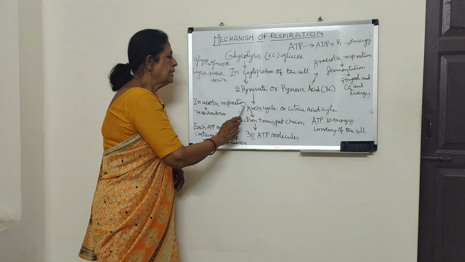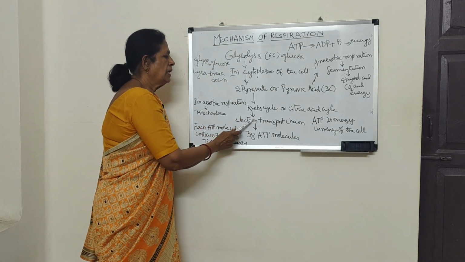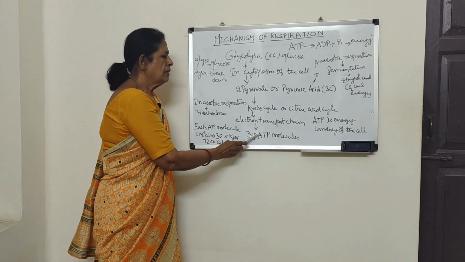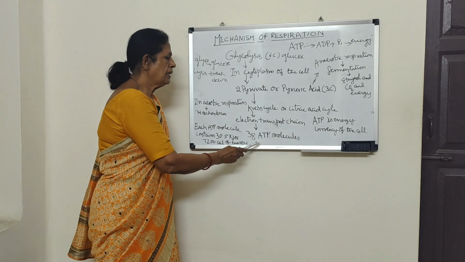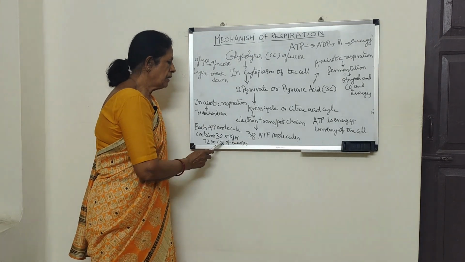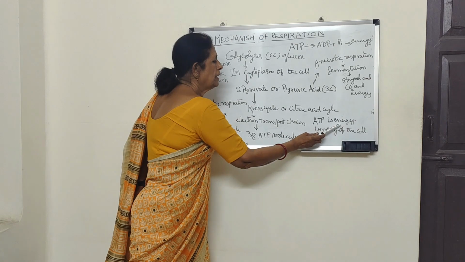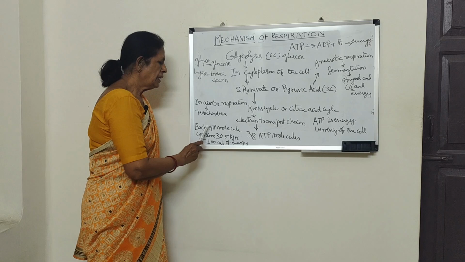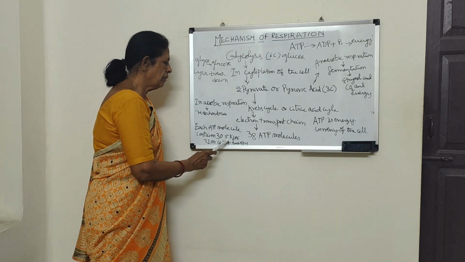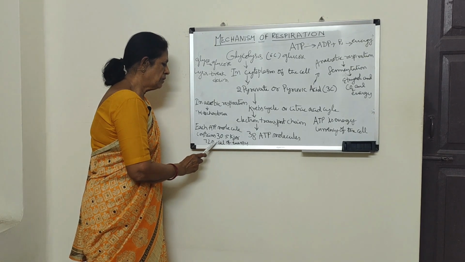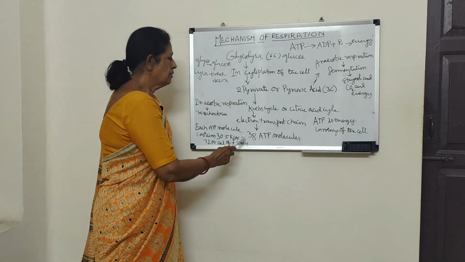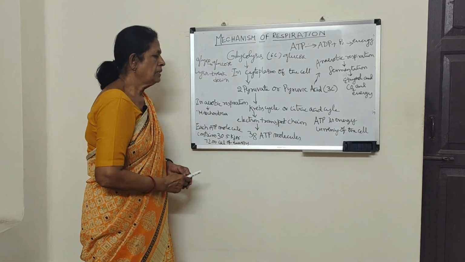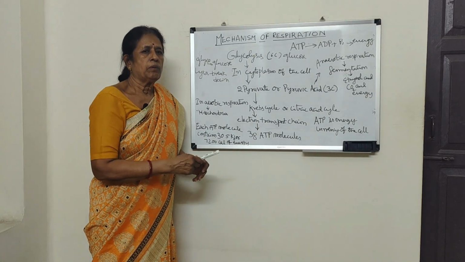It takes place in the mitochondria of the cell, and then through the electron transport, complete oxidation of food material takes place, resulting in the formation of 38 ATP molecules. ATP molecules are called the energy currency of the cell, which means they store a lot of energy. How much? Each ATP molecule contains 30.5 kilojoules or 7,200 calories of energy. So by the end of the Krebs cycle, 38 ATP molecules are produced.